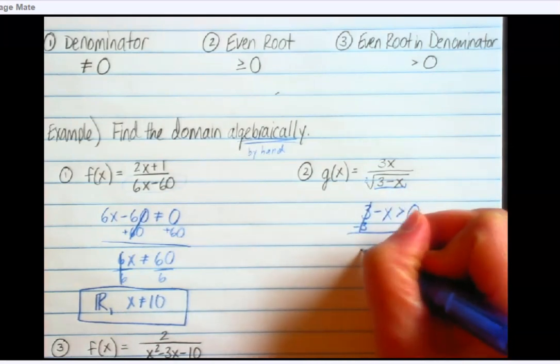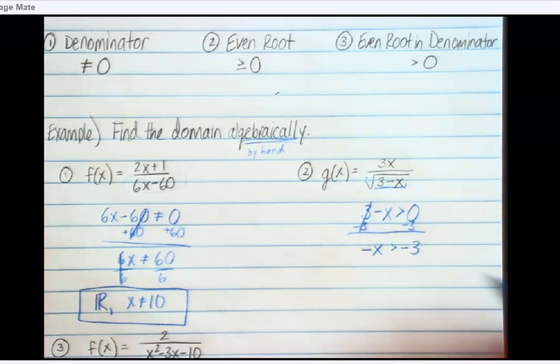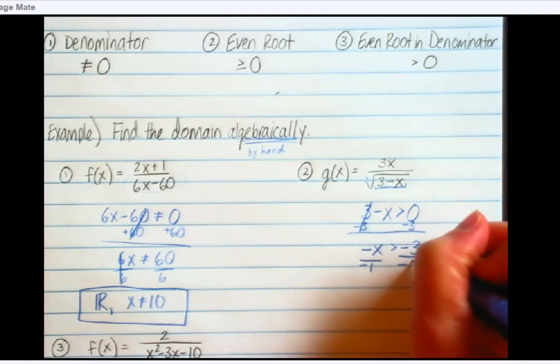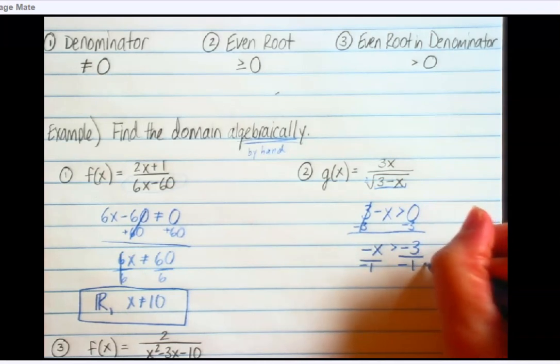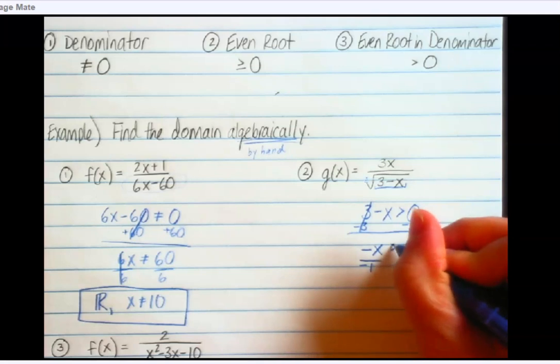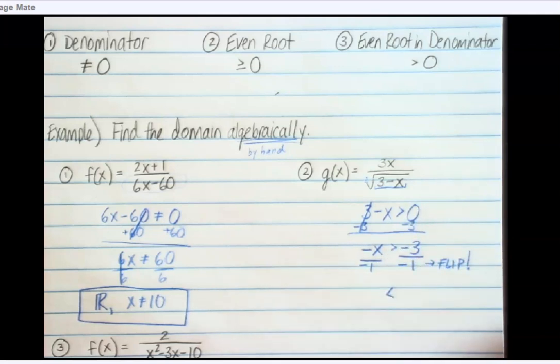So I'm left with negative x is greater than 0 minus 3. That's negative 3. And right here, if I wanted to solve for x, I'm going to have to divide by negative 1. Since I'm dividing by a negative number, that tells me that I need to flip my sign. So right now that sign is a greater than sign. Now I'm going to flip it. It's going to become a less than sign.